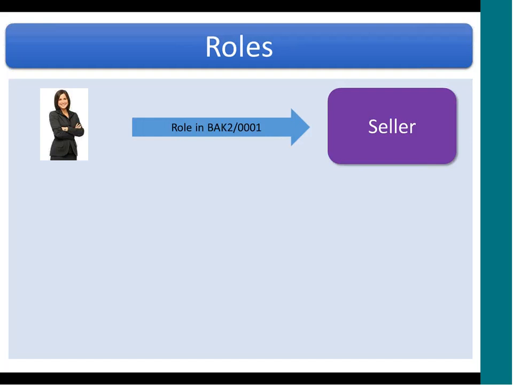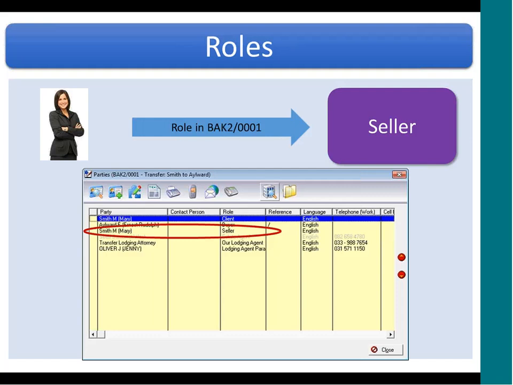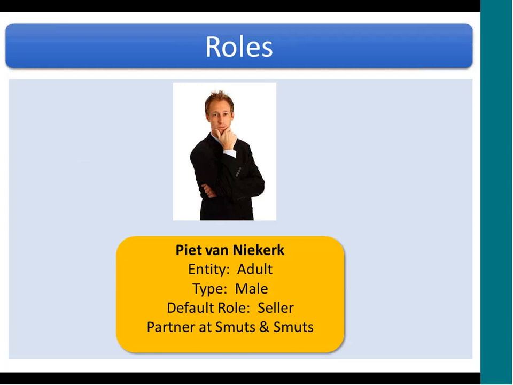To continue with roles, we've got Piet van Niekerk. He's an adult male, and his default role is the seller. So he came to you, he's a seller in a matter. He was added to the address book as Piet van Niekerk, and his default role was a seller. He also happens to be an attorney and a partner at a law firm called Smith & Smith. So you go into the address book, there's Piet van Niekerk, who's only added once. Same story. First matter, VAN 82001, he was the seller. There's the parties for this matter VAN 82001, and there's Piet van Niekerk as the seller.